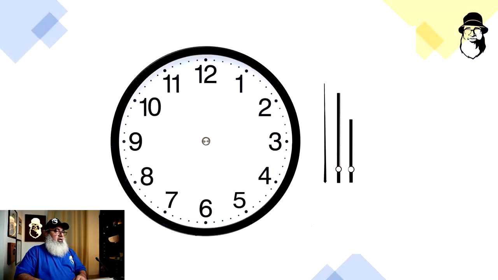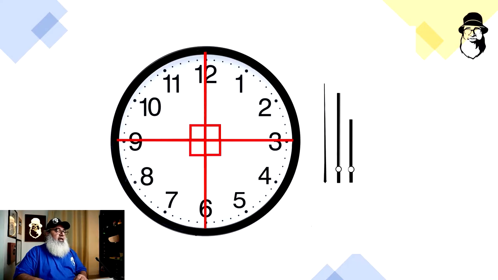Now, the minute hand of a clock makes a complete turn in 1 hour. So, in 15 minutes, that's a quarter of an hour, it completes a quarter of a turn, and this is the same as a turn of one right angle. That's why there are 4 right angles in a complete turn.